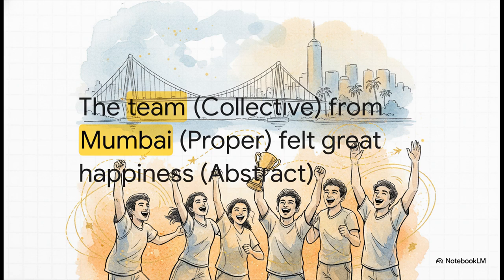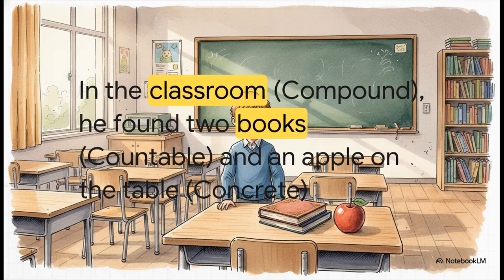Here's how it starts. The team from Mumbai felt great happiness. And just like that, in one sentence, we've already got a collective noun, team, a proper noun, Mumbai, and an abstract noun, happiness. Okay, next part of the story. In the classroom, a boy found 2 books and an apple on the table. Bam! Now we've added a compound noun, classroom, a common noun, boy, some countable nouns, books, apple, and a concrete noun, table. Our little world is getting more detailed.